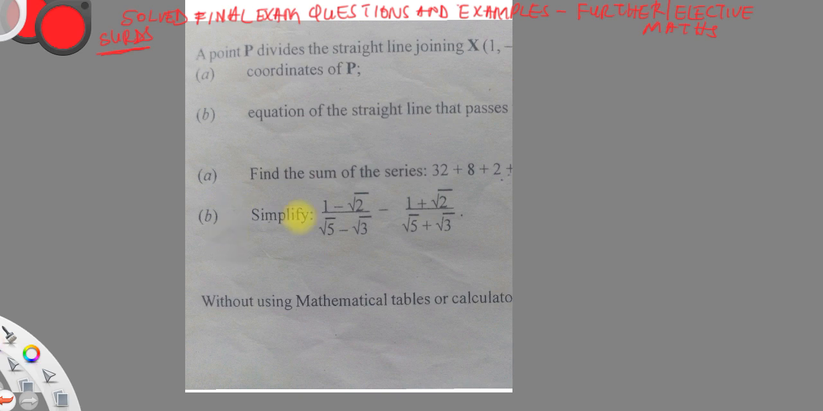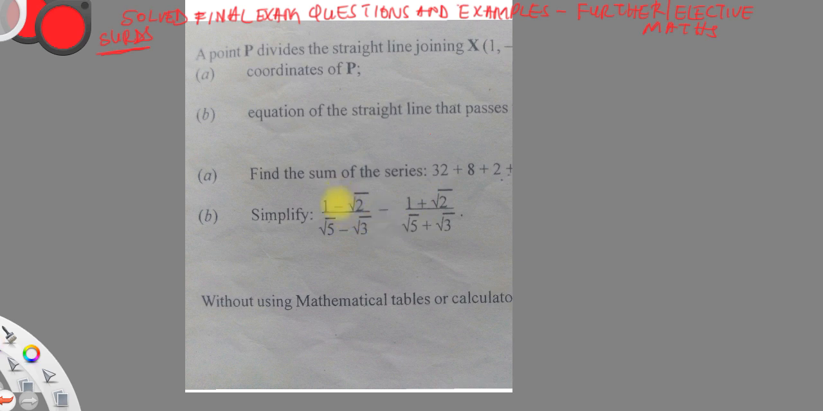Simplify (1 minus square root of 3) all over (square root of 5 minus square root of 3) minus (1 plus square root of 3) all over (square root of 5 plus square root of 3). So here, this is a fractional set, and then we are subtracting.